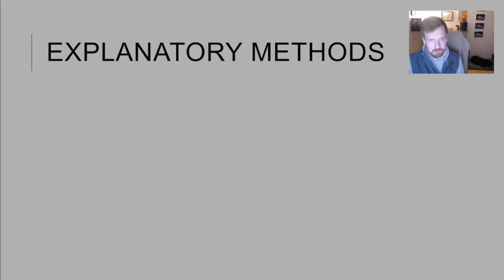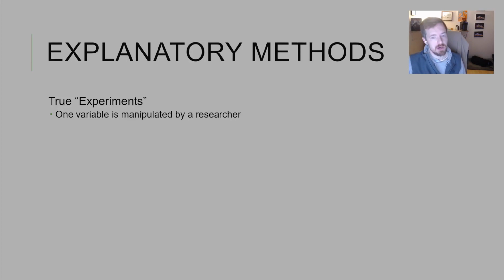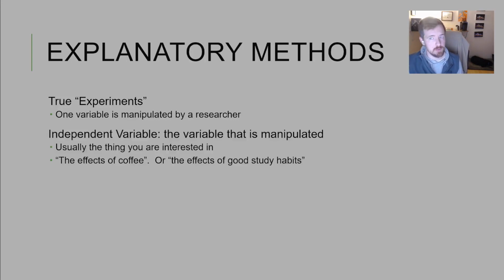And then finally, we have explanatory methods, and explanatory methods are true experiments. So this is where you have one variable that is manipulated by a researcher. So for example, we were talking about the example of like, if I get tired, then I get stressed. We can turn that into an experiment where I say, all right, everybody in this group, I want you to sleep 3 hours tonight. Everybody in this group, I want you to sleep 7 hours tonight. In that case, I have manipulated a variable. I have manipulated how much sleep someone gets or how tired they're going to be in the morning.